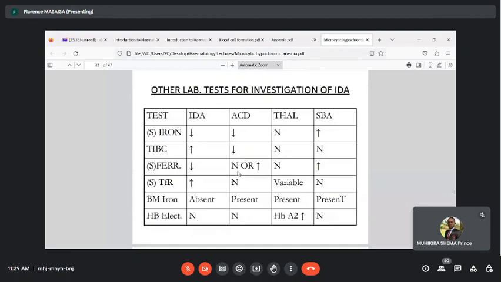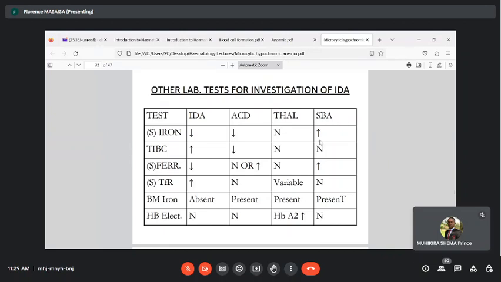So now, how do you make the difference between anemia of chronic disease and iron deficiency? Because they may present, as I said, with the same microcytic hypochromic picture. So the first thing to measure is iron. Iron will be low in case of iron deficiency anemia, will be low in case of anemia of chronic disease, will be normal or even decreased in case of sideroblastic anemia. That's the first thing to do.